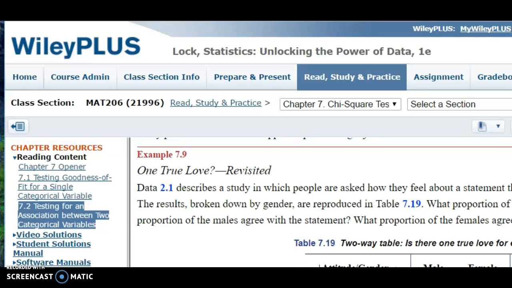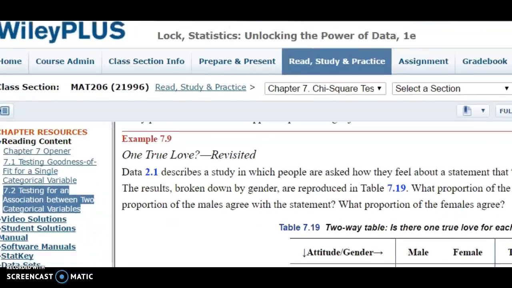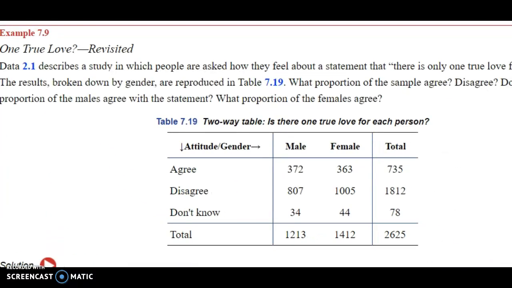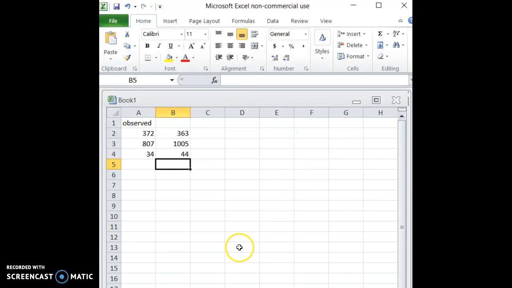Hi Math 206 students, I'm going to go over how to do section 7.2, the chi-square test of independence with Excel. So I took this table right here, and these are the data points, and I've put them over here in Excel. So let me pause. Okay, these two formulas I'm going to show you are going to work just as fine in, say, Google Docs.